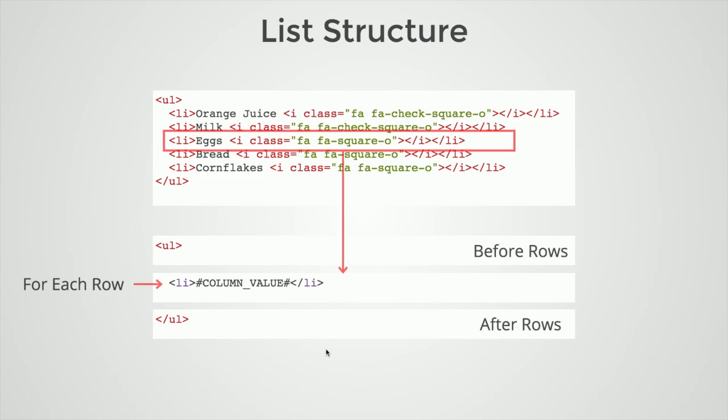Same thing for the table, right? For the table, you're going to have the opening of the table, your headers, and then for each row, you're going to have your TR and TDs. So it's the same type of concept.